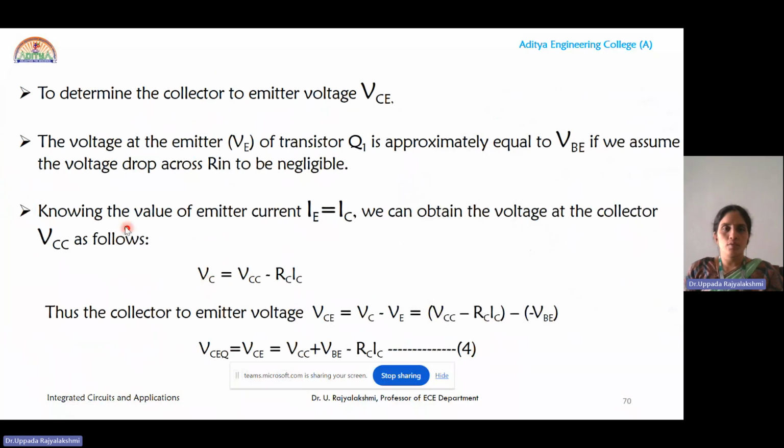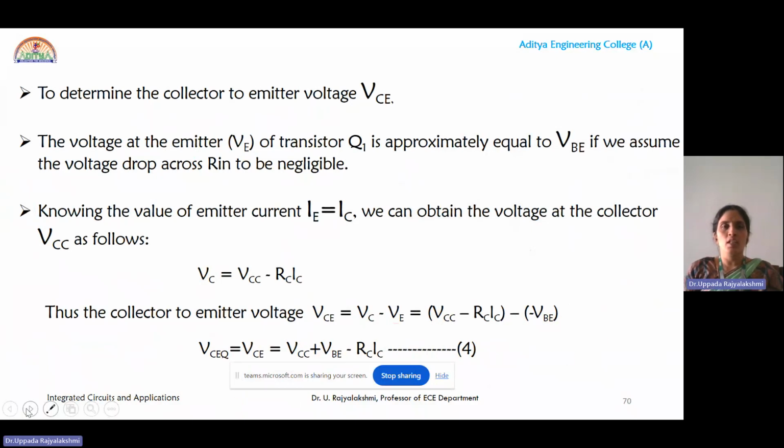So directly, VCE is equal to VC minus VE, where VC is the voltage at the collector terminal, which is VCC minus ICRC, minus VE. VE is the voltage at the emitter terminal, which is equal to minus VBE, because VBE is VB minus VE and VB is 0. So finally we obtain the quiescent voltage VCEQ as VCC plus VBE minus ICRC.